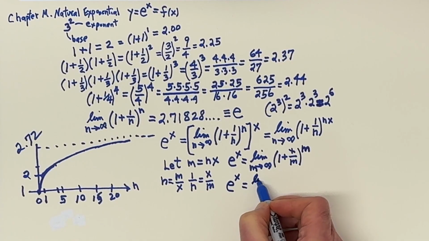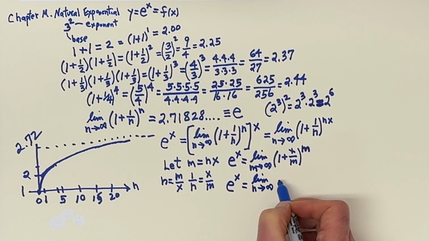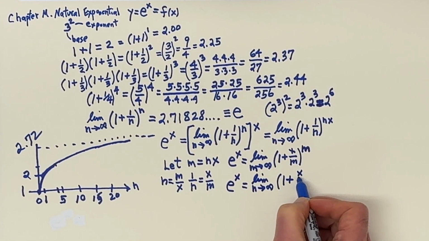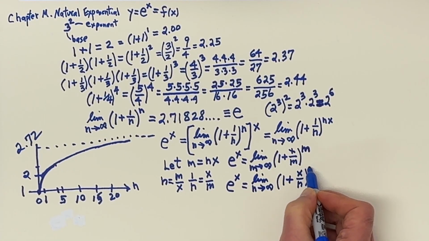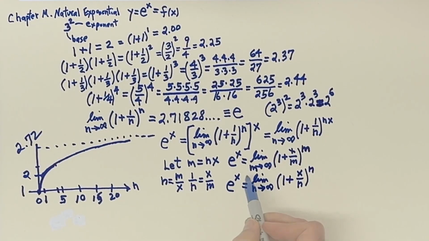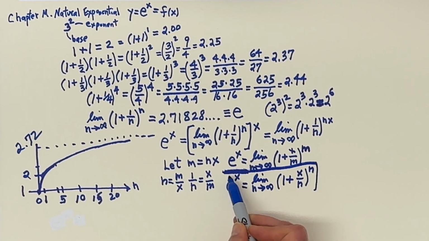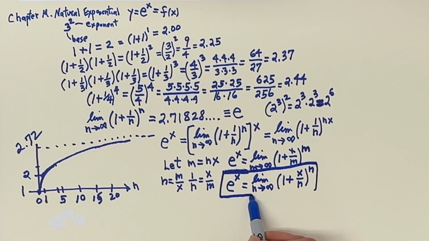So this is the limit as n goes to infinity of 1 plus x over n to the nth power. So I can use this formula here as the general formula for e to the x. I have a function now.